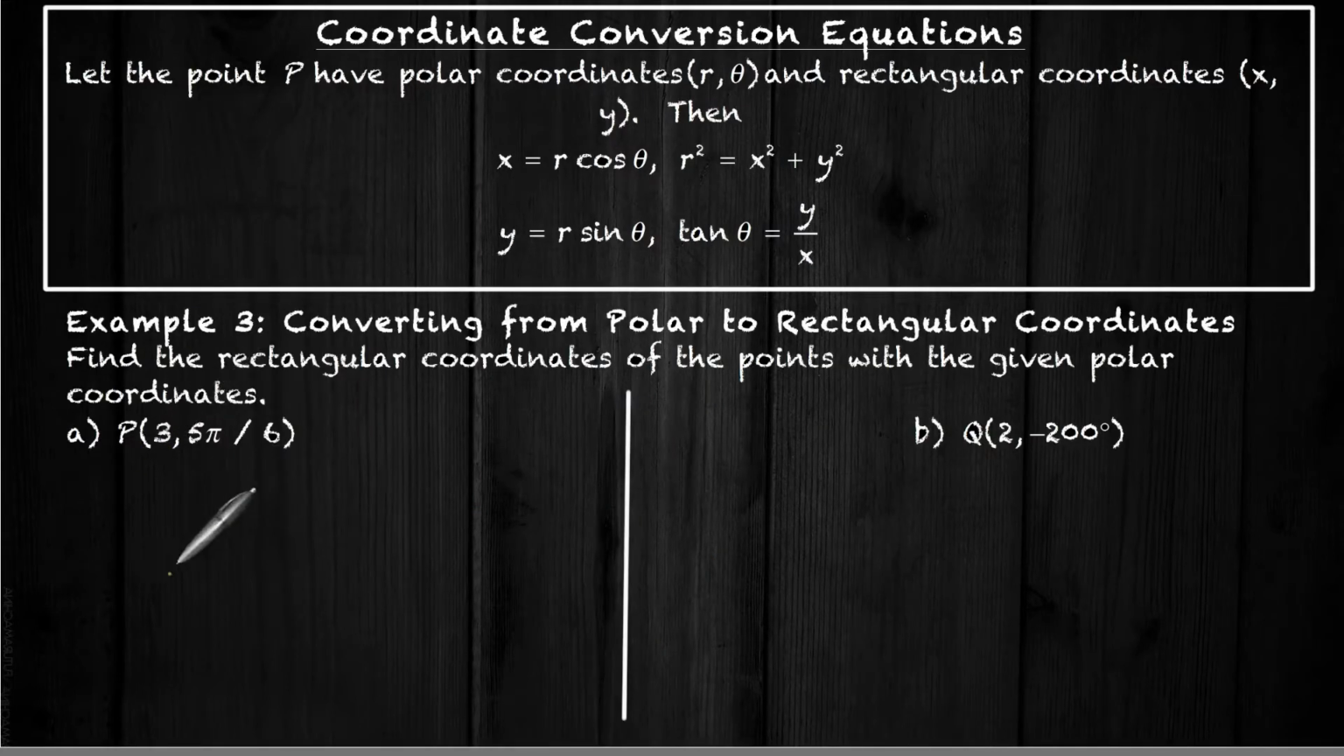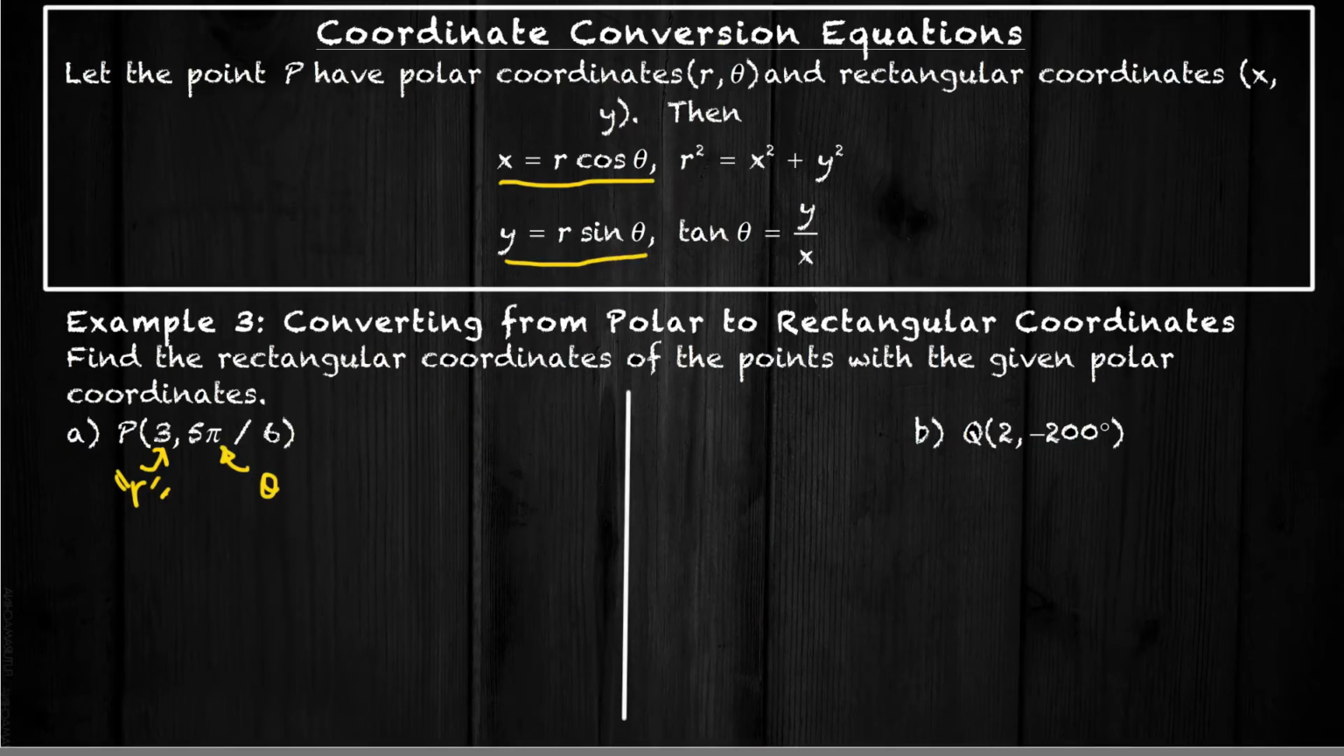Okay, we are given a point P, and it is in polar coordinates. We know that because we can see that the first number is an r value, and the giveaway is that the second number is an angle theta. And that's how we know that these are polar coordinates, not rectangular. And we want to convert them into rectangular coordinates. So we just use our formulas here. So our x is r cosine theta, and our y is r sine theta.